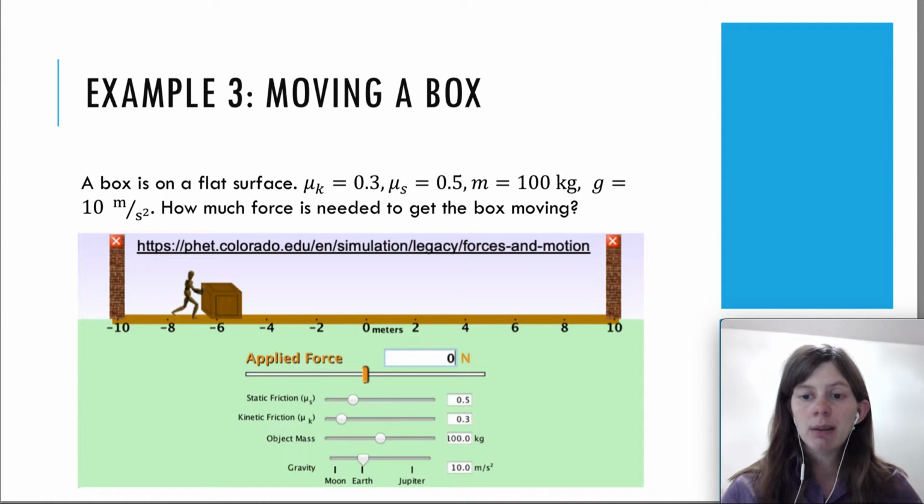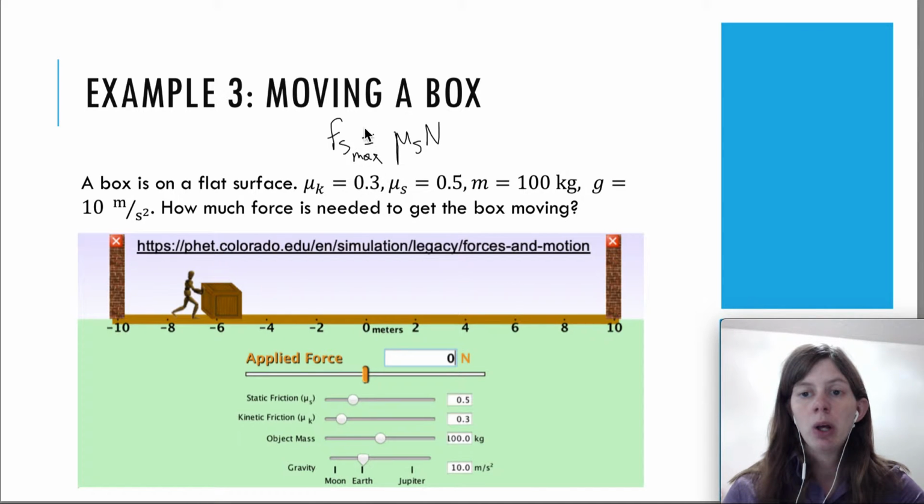This example looks very similar to the one in the previous video, but this time it says how much force is needed to get the box moving. So the box is at rest. What we need to do is find the pushing force that will make the static friction force be its maximum value. Then we know that if the force is any greater than that, the object will start moving. We're looking at the definition of static friction force, but since it's the maximum value, we can use mu s times n, only because it's the maximum value.